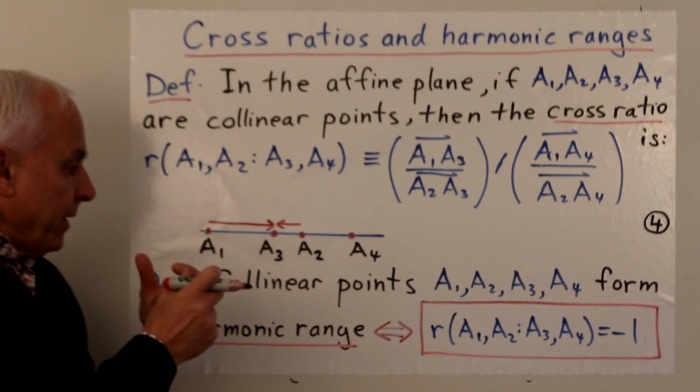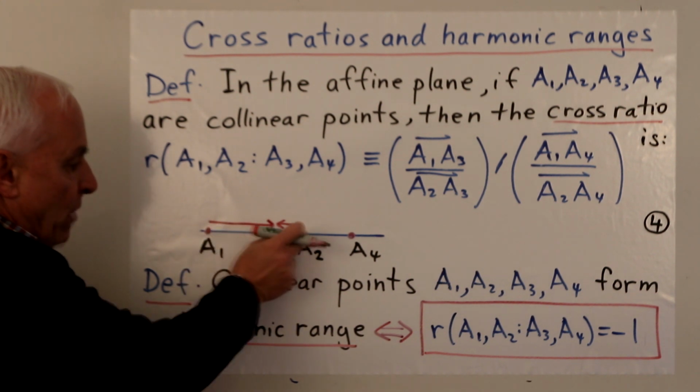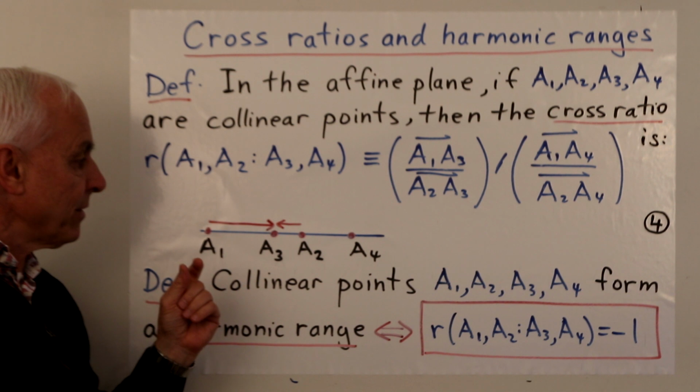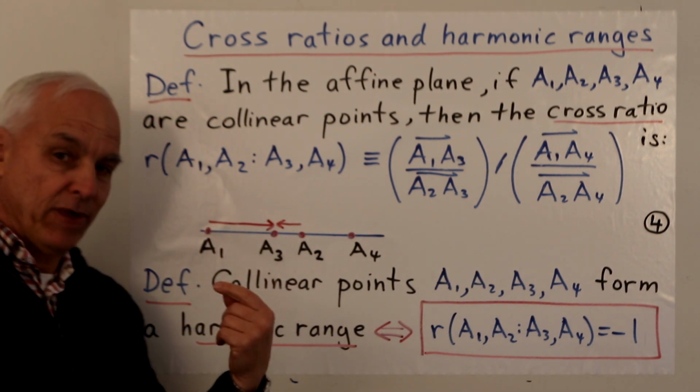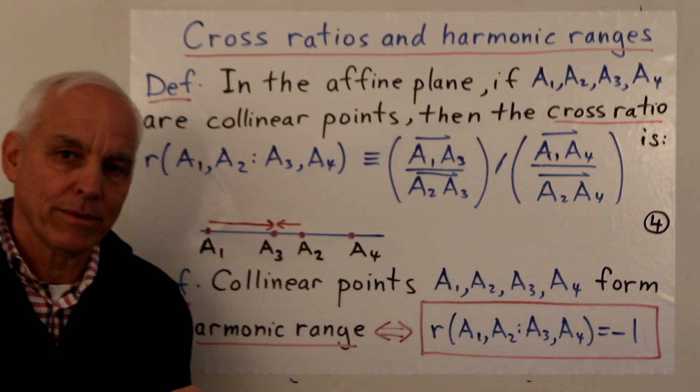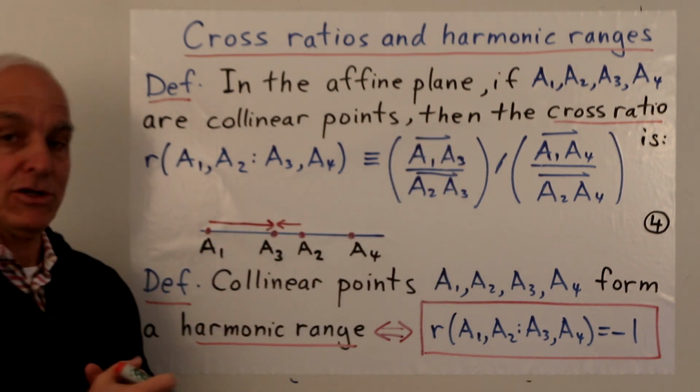Well, this vector is about twice the size of that one, let's say. But there's a change in direction because they're going in opposite directions. So this ratio would be -2. So this thing here would be -2.